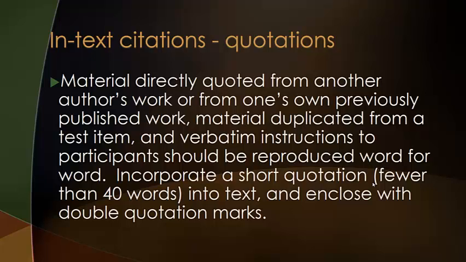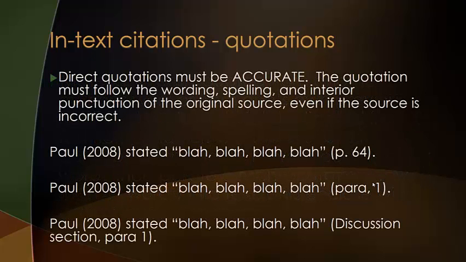Incorporate a short quotation. So, for what we're looking at, a short quotation is less than 40 words. And we're going to enclose that with double quotation marks. So let's look at a couple of examples. Now keep in mind, these are in text. So what do we mean by in text? We're going to see what we mean by that as we keep going. So direct quotations must be accurate. The quotation must follow the wording, spelling, and interior punctuation of the original source, even if the source is incorrect.